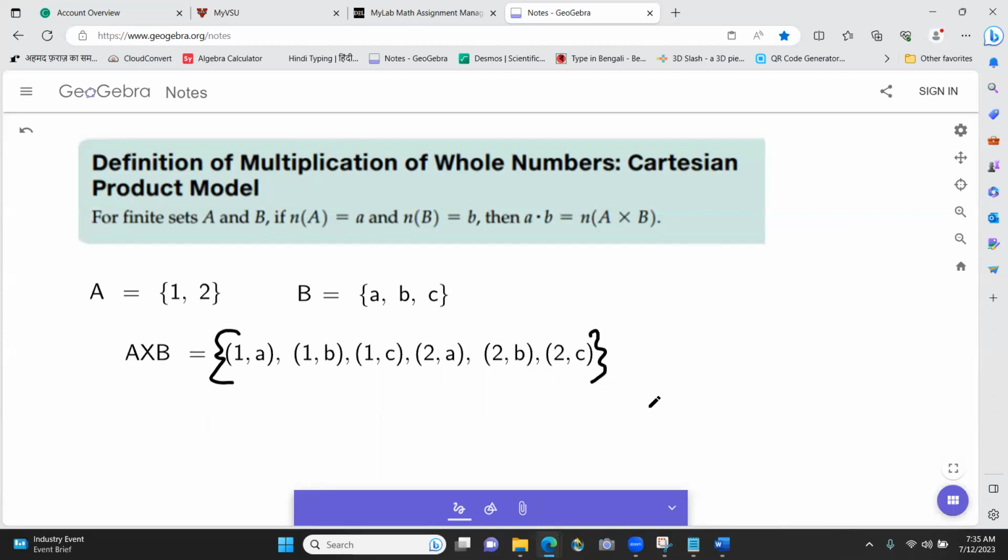Let me change the story a little bit. You are going to a pizza restaurant and you have two crusts, okay? I'm going to change the whole thing. Two crusts.